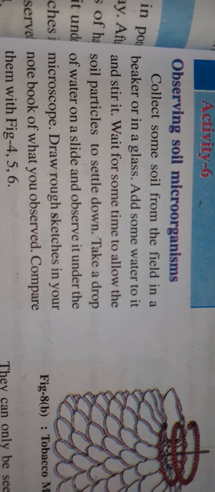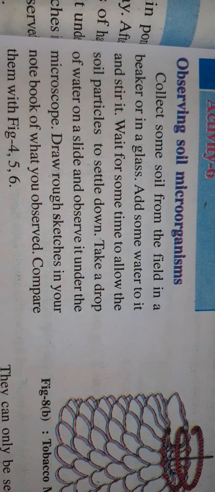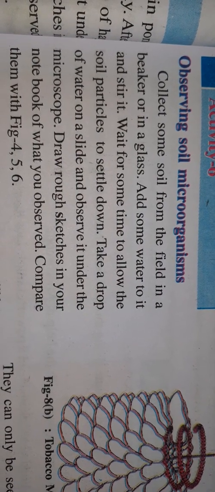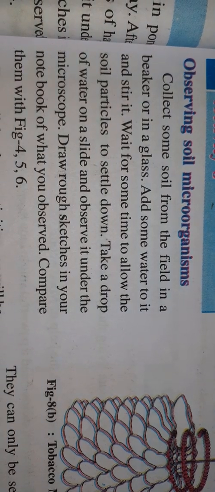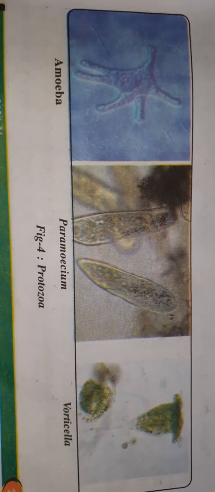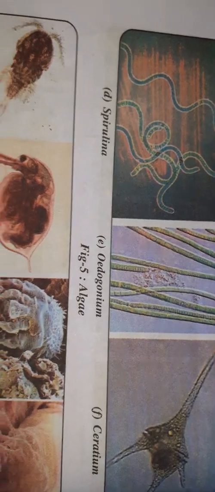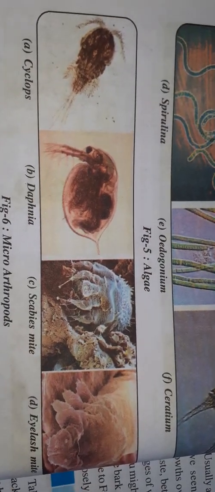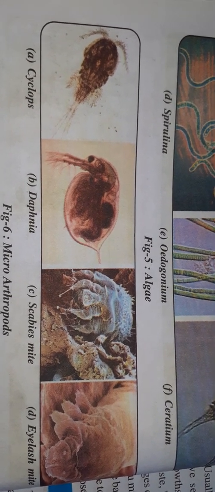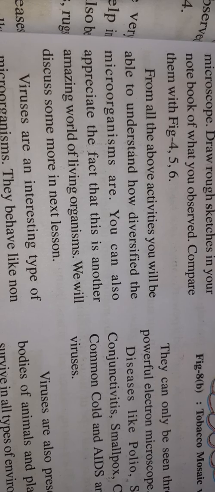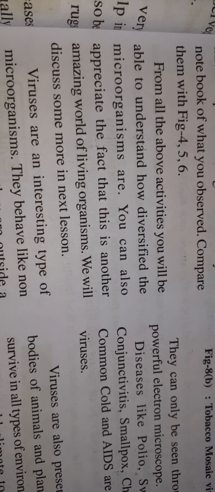Take a drop of water on a slide and observe it under the microscope. Then we have to draw a sketch of what we observe in the microscope. Observing, we see pictures like these, and some microarthropods. Okay students, by this activity you will be able to understand how diversified microorganisms are.